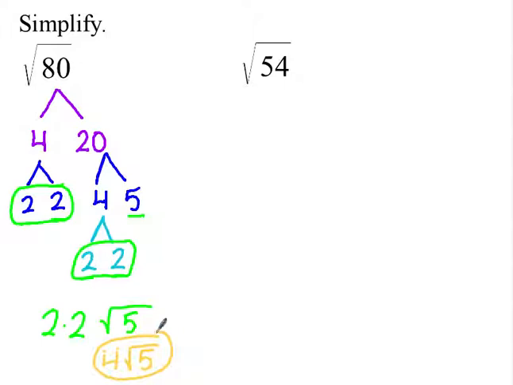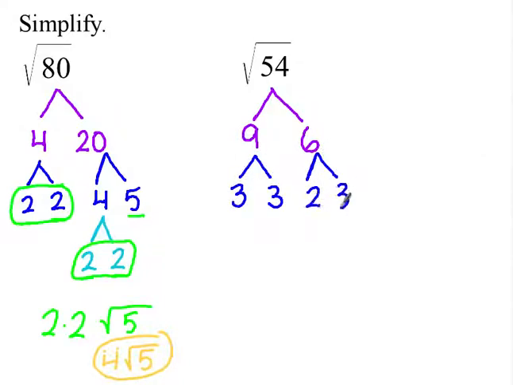Okay? So let's break this one down, 54. Any two numbers that multiply to 54? 9 and 6. I could do 27 and 2, just as long as they both multiply to 54. Can I break 9 down? 3 and 3. What about 6? 2 and 3. Can I break any of those down? No, because if you would break them down, they would be 1 and 3, 1 and 3. So these are what we're looking at.